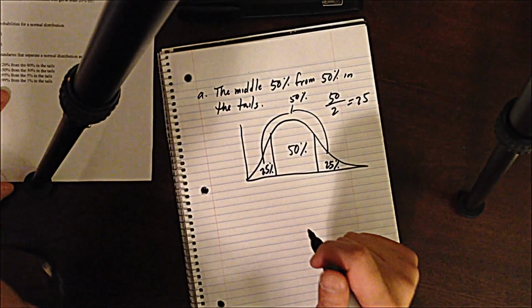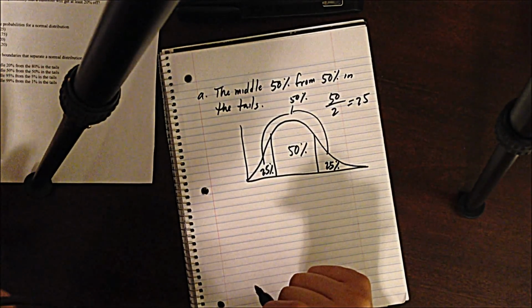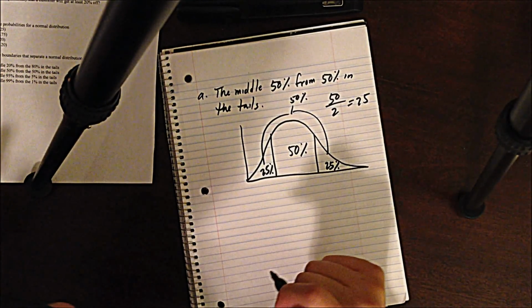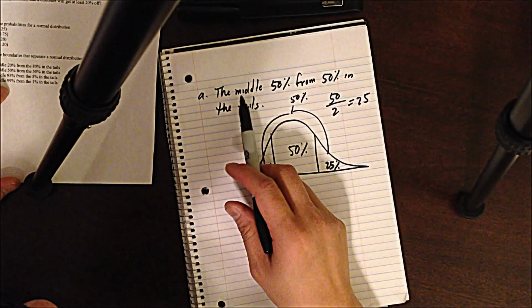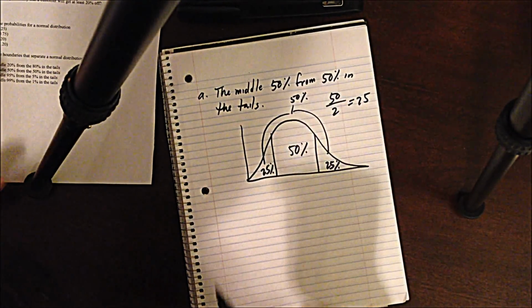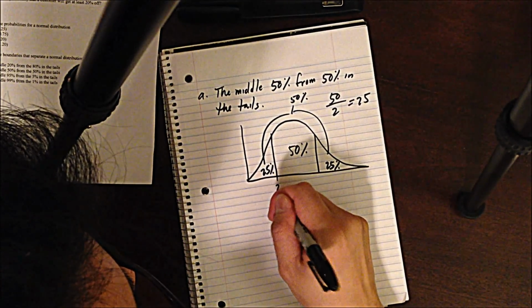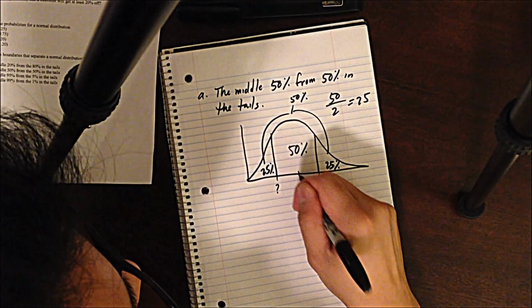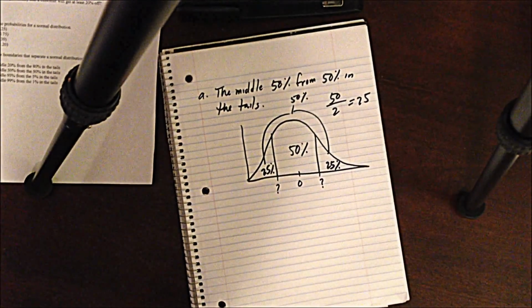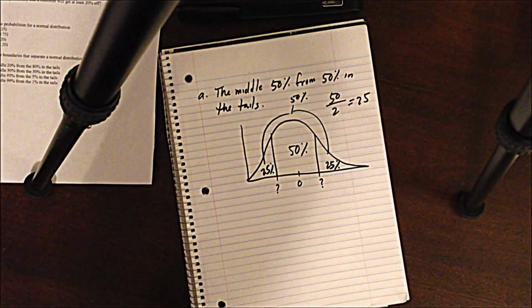Okay, and the question asks, find the z-score boundaries that separate a normal distribution as described in each of the following. So find the z-score boundaries that separate 50% from 50% in the tails. Basically, we want to know the z-score for this portion and the z-score for this portion. We know the middle is 0. So let's find our boundaries.